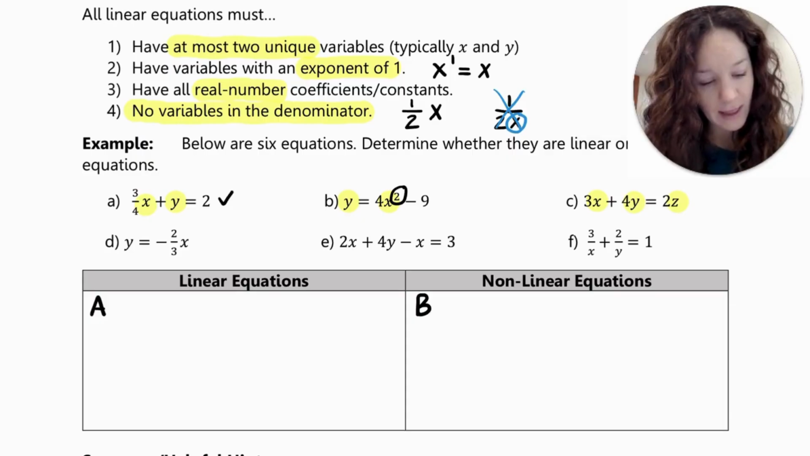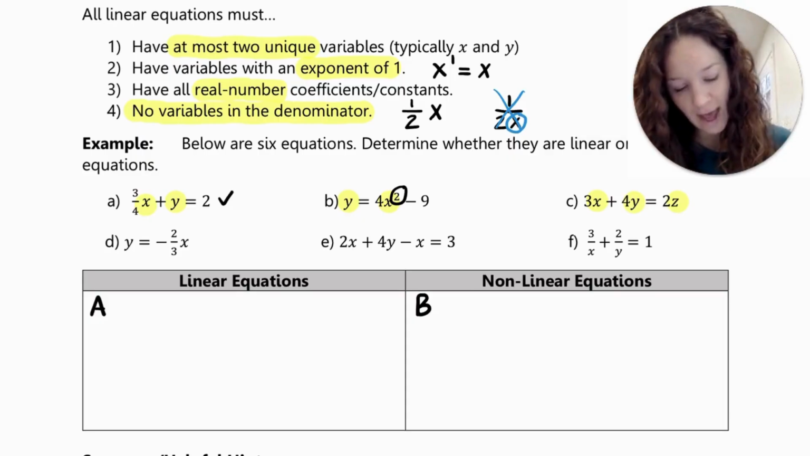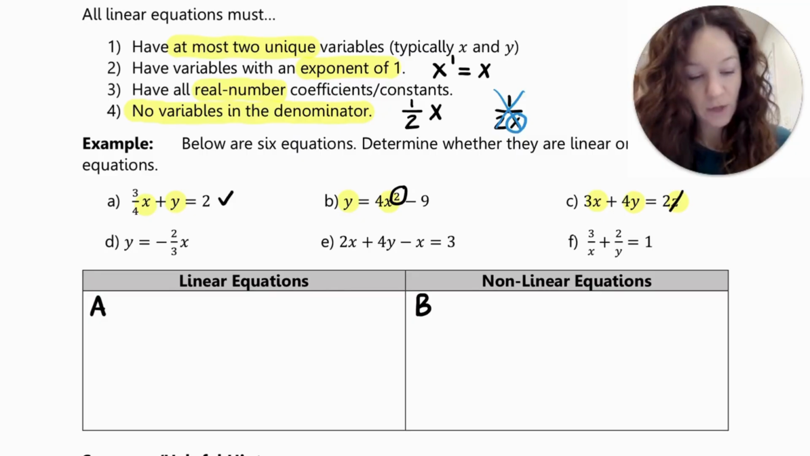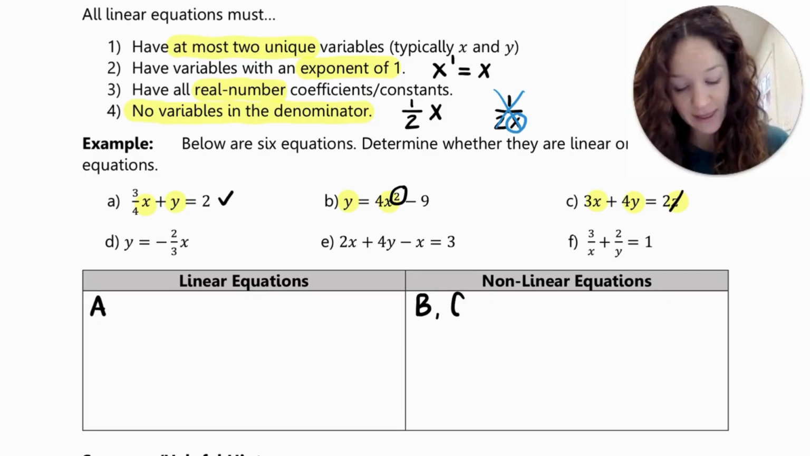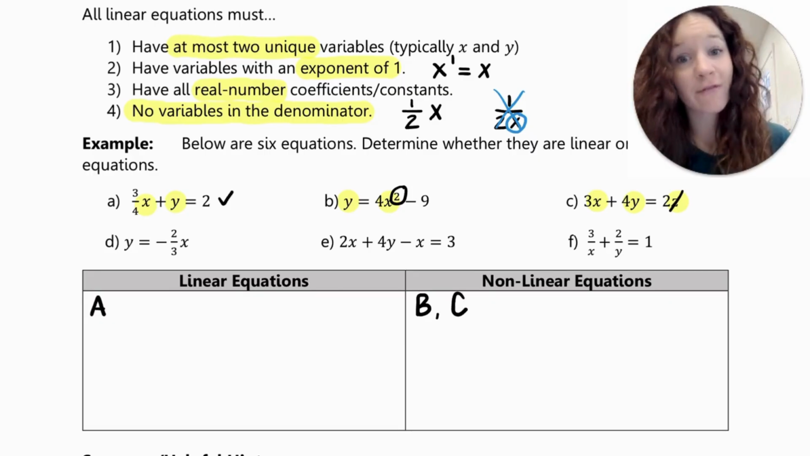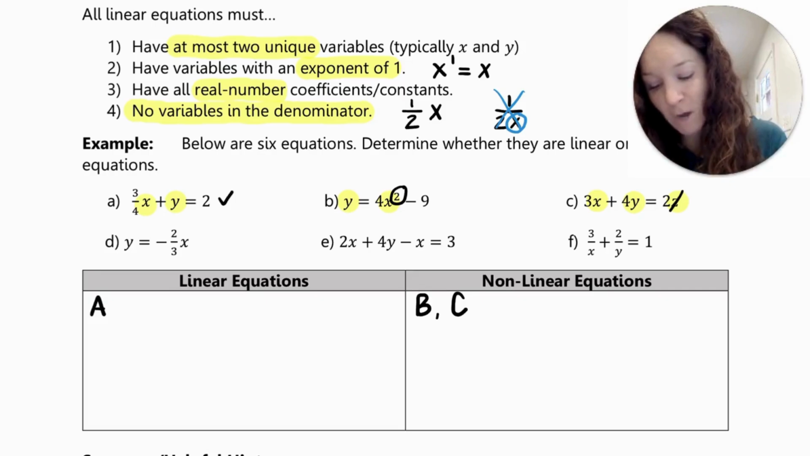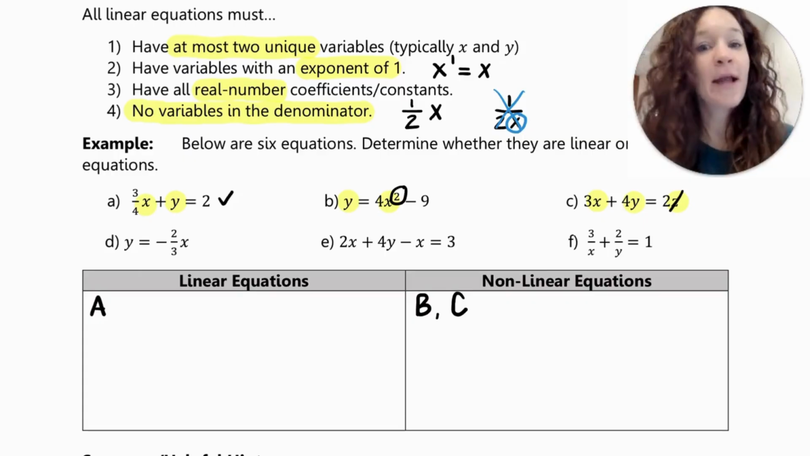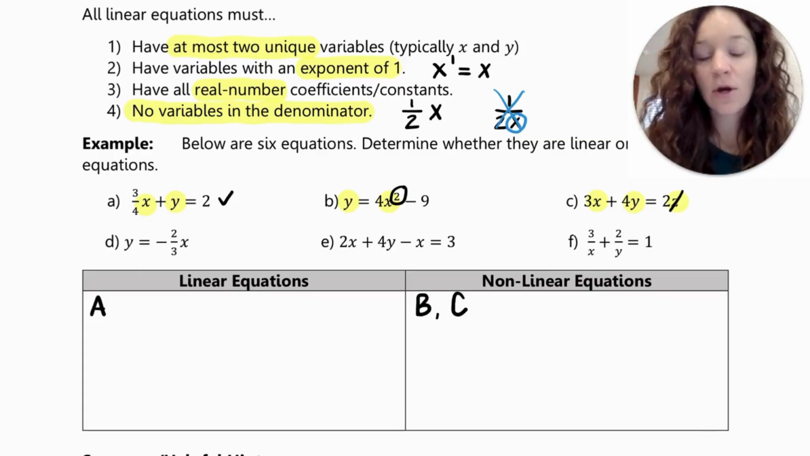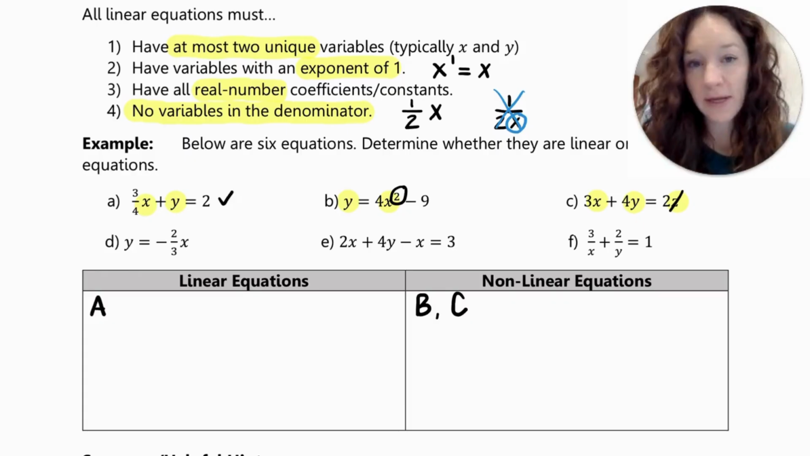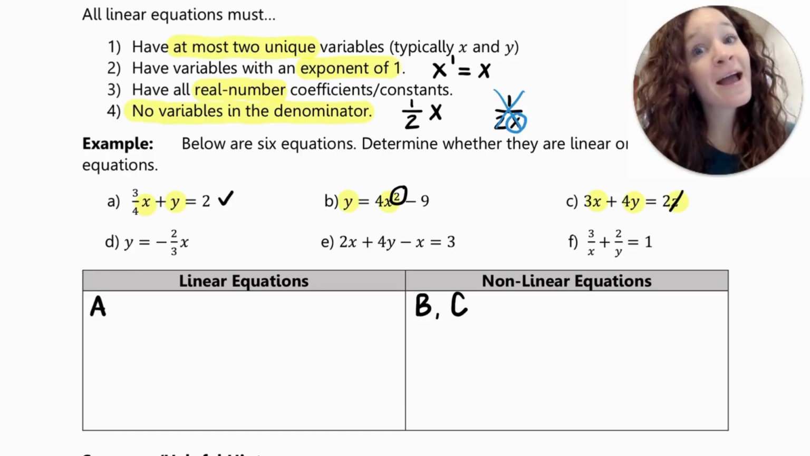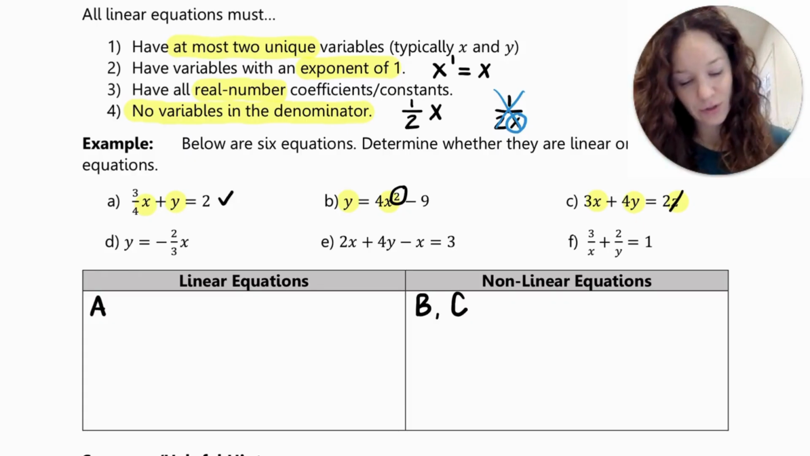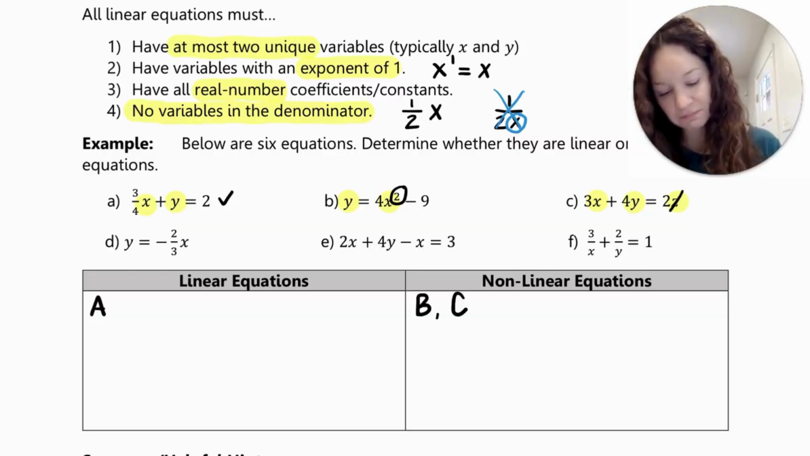Okay, letter C. We have 3x plus 4y equals 2z. Right away, I recognize that that is nonlinear because you have a third variable. So you can at most have only 2 variables. Now, granted, all of those variables are just a plain old x, a plain old y, a plain old z, but you cannot have more than 2. So we'd have to get rid of one of them.